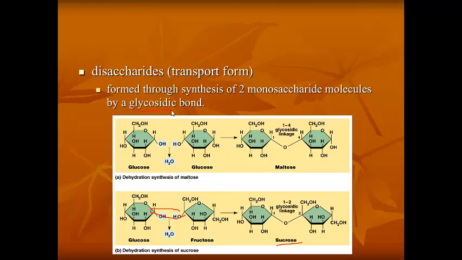Here you see another disaccharide, maltose, and that is created by bonding together glucose to another glucose. And again, that's done through dehydration synthesis. You can see that glucose has this hexagon structure. Fructose has this pentagon structure.